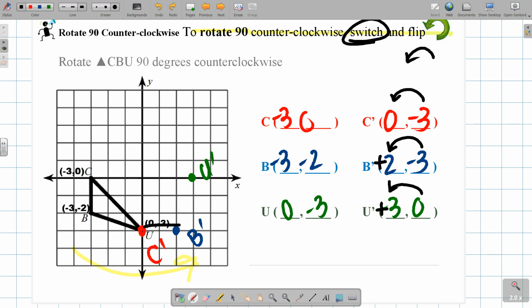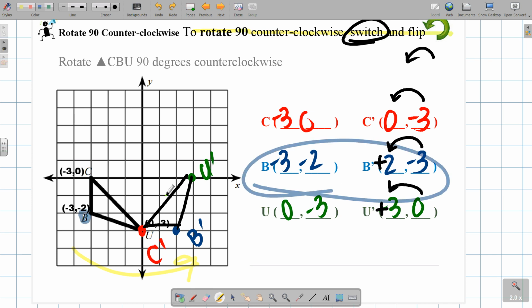Close it up. Once again, it looks kind of like a reflection, but it's not. Let's test it. Let's choose our B points here, B and B prime. Go from the origin to B and the origin to B prime. Connect them. Take a moment, you should check. Yes, that actually does look like 90 degrees. Check your direction. You did go counterclockwise.